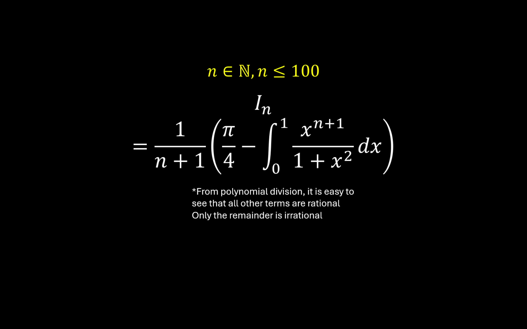So for polynomial long division, we should also know that all the other terms produced by the division itself, i.e. the quotients, should be rational, and only the fraction that remains in the integrand is irrational. So that will be our focus. Now let's look at what happens to the remainder when n has different parities.